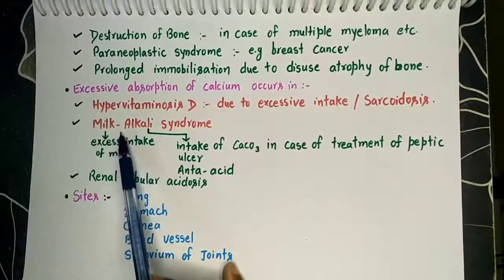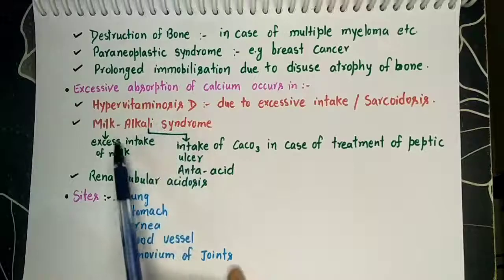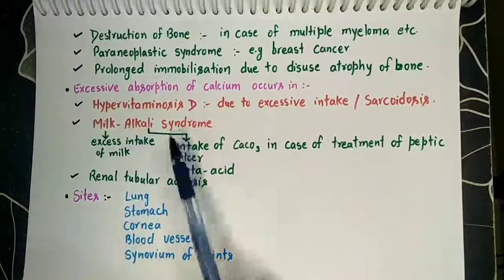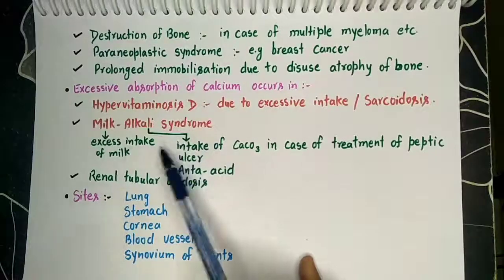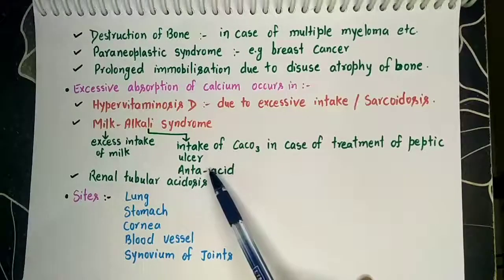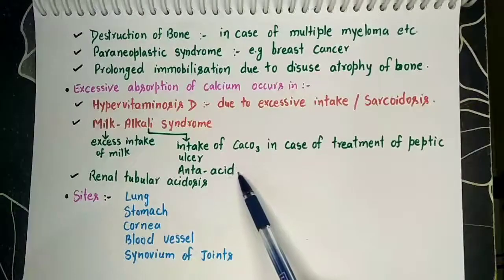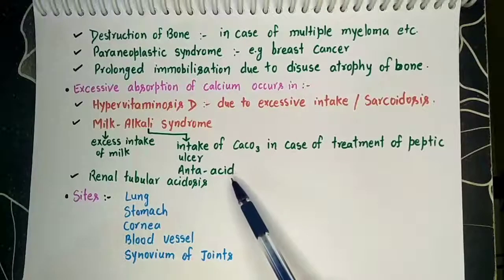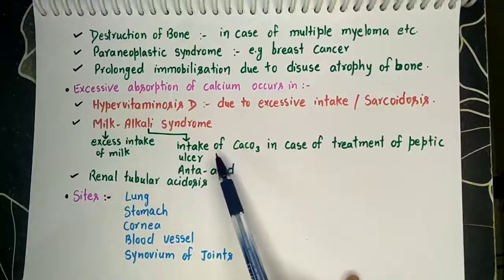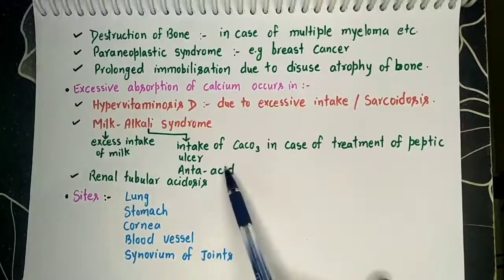Next possibility during which excessive absorption of calcium occurs is milk alkali syndrome. In milk alkali syndrome, we will see either there will be excess intake of milk, or there will be excess intake of antacids because antacids have a component of calcium also present inside them. So there can be increase in concentration of calcium, and also in case of intake of calcium carbonate in case of treatment of peptic ulcer.